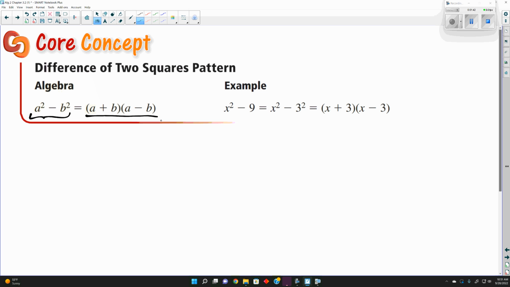So if we look at this example here, x squared minus 9, well, x squared is a perfect square because it's x times x. And 9 is a perfect square because we can rewrite it as 3 times 3, or 3 squared, yes? So here our a is x and b is 3. So it factors a plus b times a minus b. So here it is x plus 3 times x minus 3. That's it.